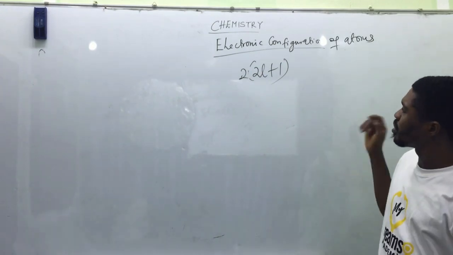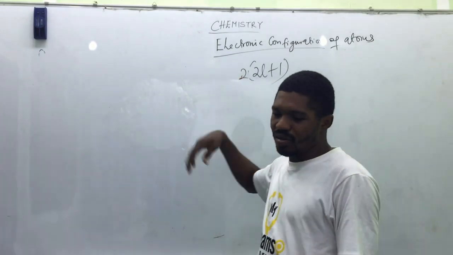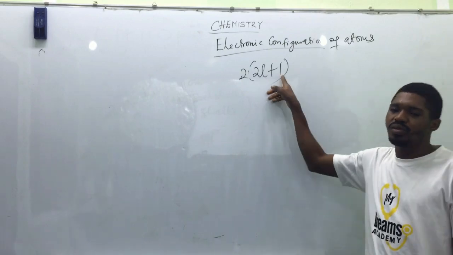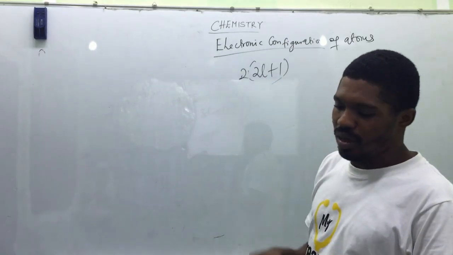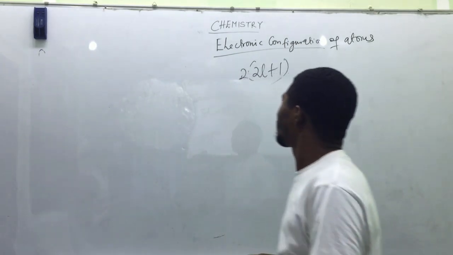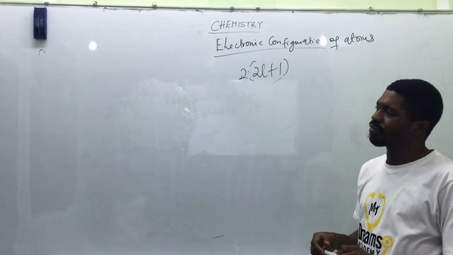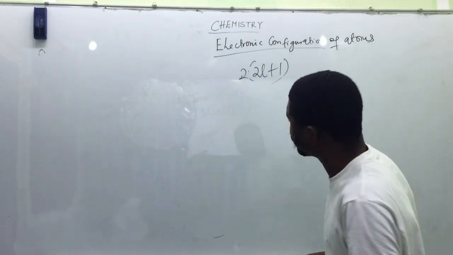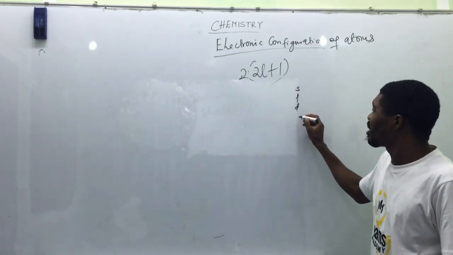Of course, this 2 here represents the number of electrons an orbital can accommodate. 2l + 1 is the number of orbitals present in a subshell. Now, in the periodic table, there are 4 subshells. There are 4 subshells existing in the modern periodic table we are using today. What are the 4 subshells? s, p, d, and f.